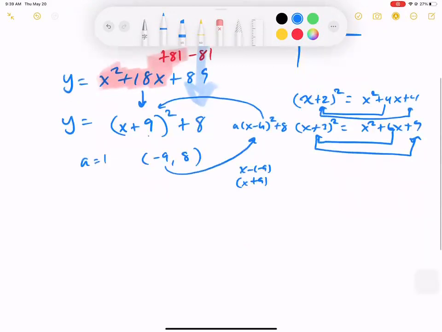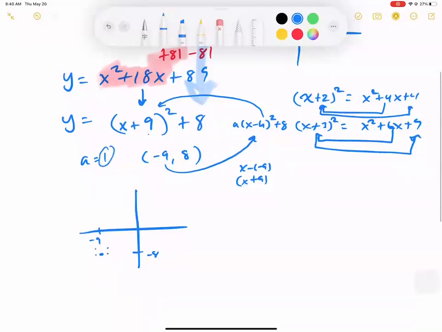And we can graph this in a matter of moments. Let's say this is negative 9, and this is negative 8. One space over, one space up, one space over, one space up. The reason we can say that is because my a value is 1. That gives me a hint about how many spaces up. And we have our parabola.